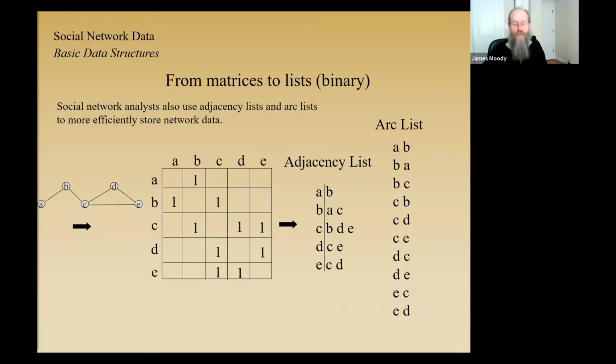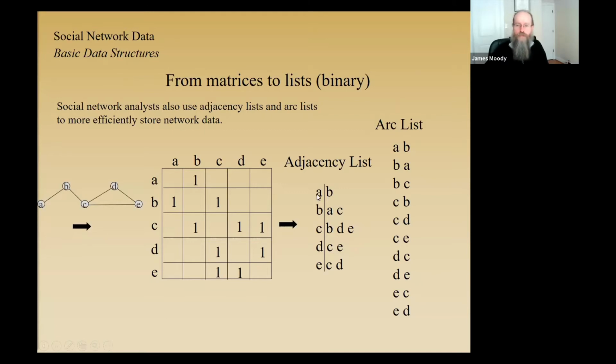An adjacency matrix is a good way to think about the data, but it's not necessarily the best way to store the data, just because an adjacency matrix ends up being pretty large, because most people aren't tied to everyone else. So instead, we tend to store our data as either an adjacency list or an arc list.